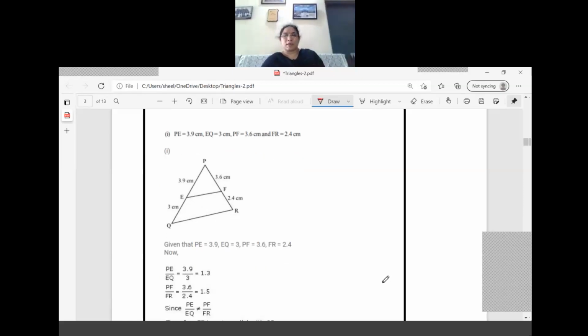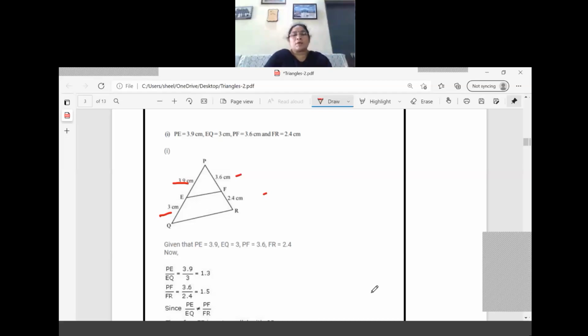So the first question here we take down. The diagram is drawn there. E and F are marked on the triangle PQR on sides PQ and PR respectively. Now PE is marked 3.9. Because the diagram is not given, we are only drawing it ourselves. EQ is 3, then PF 3.6 and FR 2.4. Now the question is asked on the converse of the BPT theorem only. The values are given, now we have to check whether EF is parallel to QR.